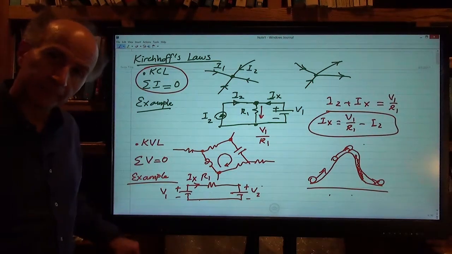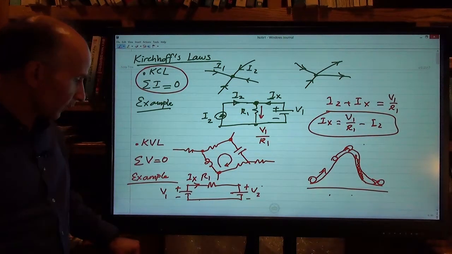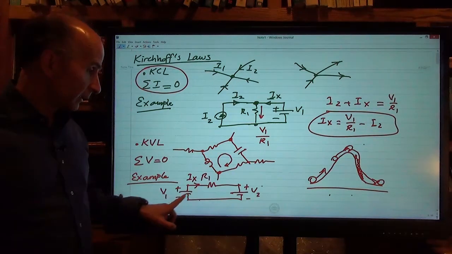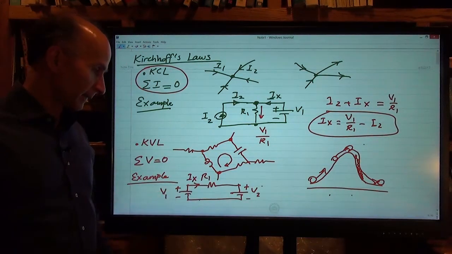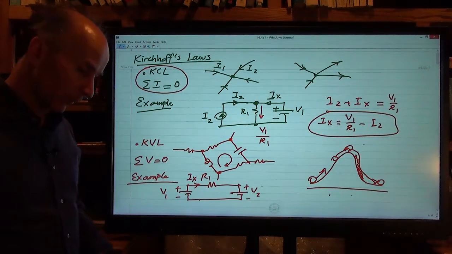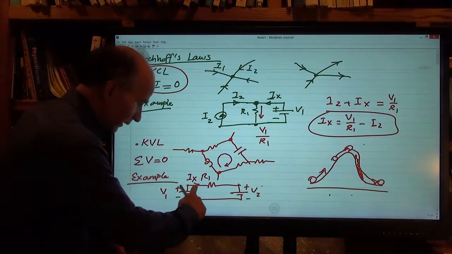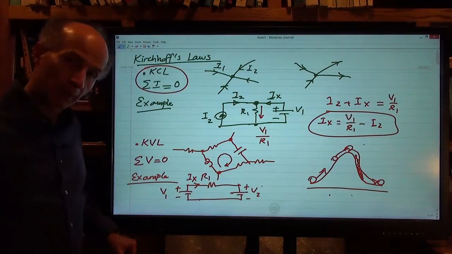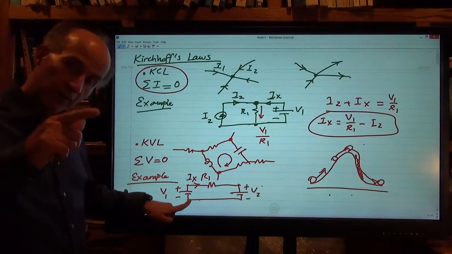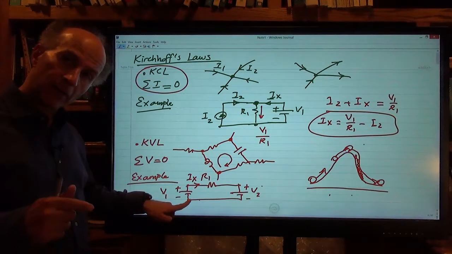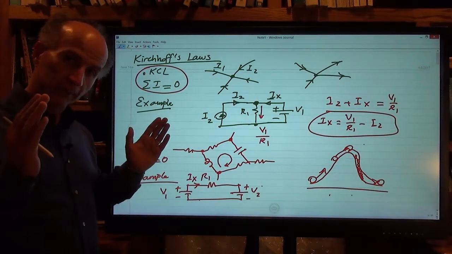How do we do that? Okay, well, what we know are V1, V2, and R1. And what we don't know is IX. Well, we can use KVL here because we have a loop. So we're going to start from here and add up all the voltages as we go along, and then equate the total sum to 0.